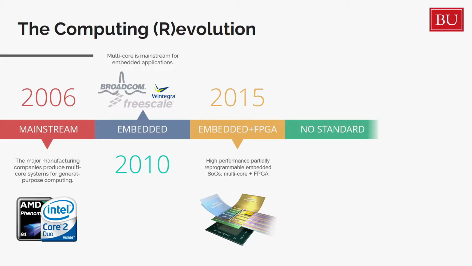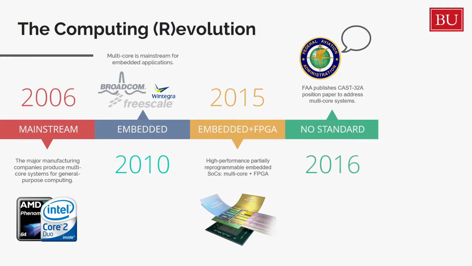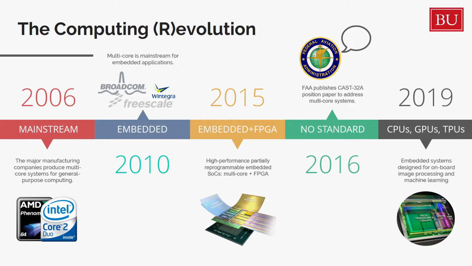And yet in 2016, and only then, certification authorities such as FAA started producing the first guidance for multi-core certification of safety-critical systems such as commercial avionics. However, guidance doesn't mean standard, and so actually to date we still have no standard, and the evolution of such platforms has not been stopped. In fact, in 2019 we have now massively multi-core platforms as well as GPU-enabled platforms, as well as tensor processing units that are integrated in our embedded systems.